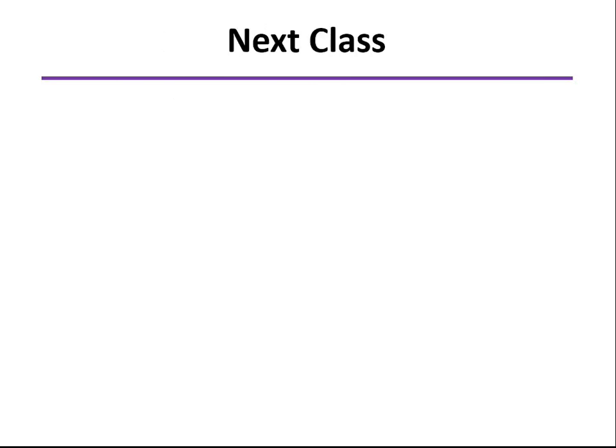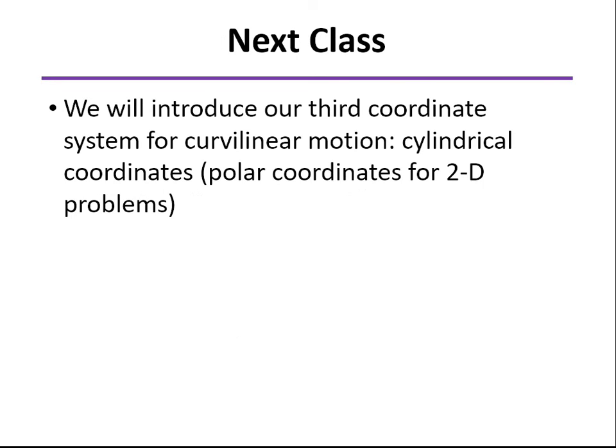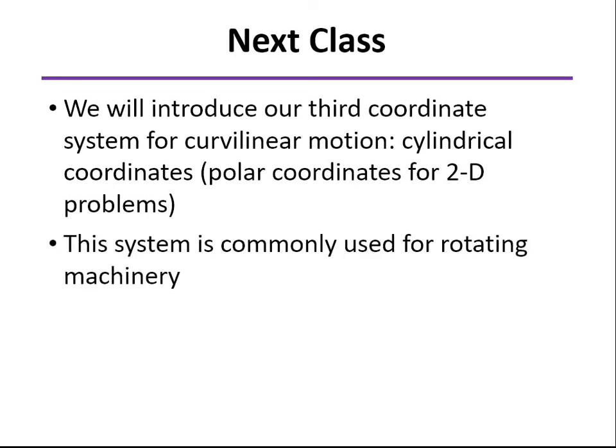So next time we'll use our third coordinate system, and that is cylindrical coordinates. If it's a 2D problem, of course, that just becomes polar coordinates. One place where that is useful is rotating machinery, where instead of being given the velocity of a particle, you might be given the angular velocity, such as a shaft turning at so many RPMs.